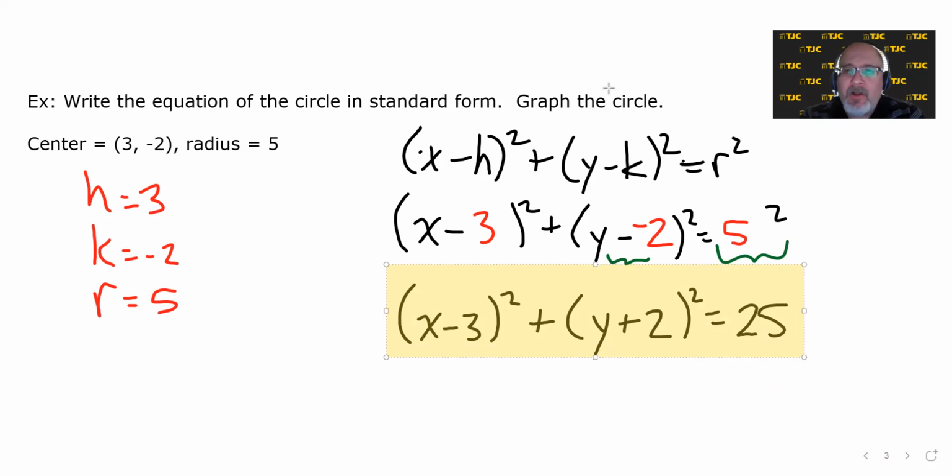This would be considered the best answer, the final answer for the equation of the circle in standard form. You might be wondering, well, on each of the squared parentheses, can we write the parentheses twice and FOIL it out? You could. It would make a big mess and it would kill the evidence of what the center was. So I wouldn't do that.